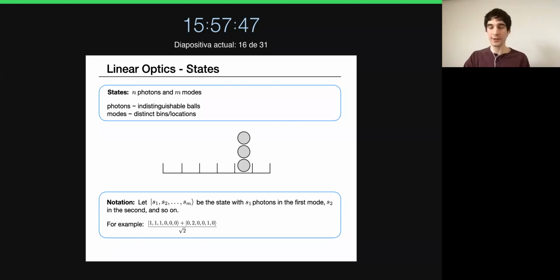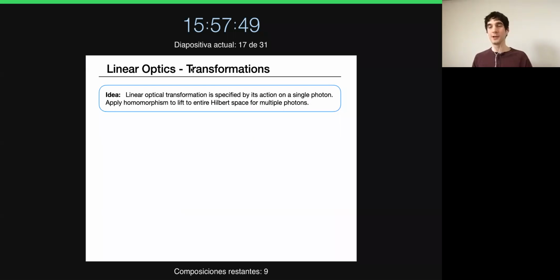So what do the transformations look like? Well, we saw earlier in this abstract definition that we were taking n-fold tensor products of the operation that we wanted to apply. This is just going to give you a sense of what that looks like on these symmetrized states. So the idea is we're going to have a single unitary, which is specified by its action on 1 photon, and then we're going to lift it via some homomorphism to the entire space of all photons.